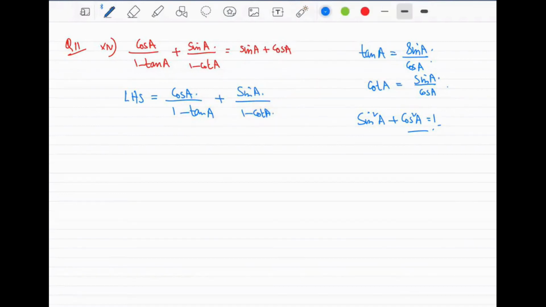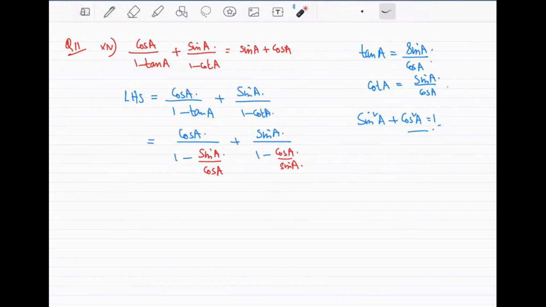So the next step, do not touch the numerator, because the numerator already has sine A and cos A. 1 minus tan A will be replaced by 1 minus sine A divided by cos A, plus 1 minus the cot A will be replaced with cos A by sine A. The ones that I'm writing in red are the ones that have been changed.